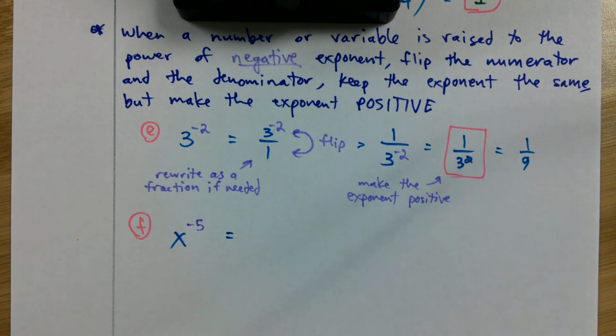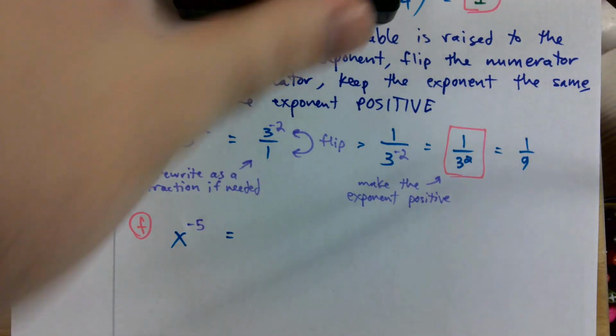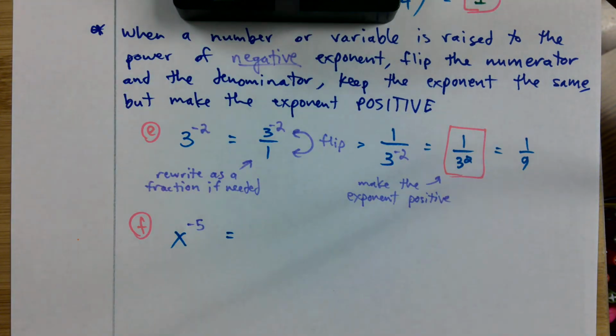Let's try this one. X to the negative 5th power. It's 1. What is one? How do you know that? Where are you getting that? Because someone else said that today too. Really? Yeah.